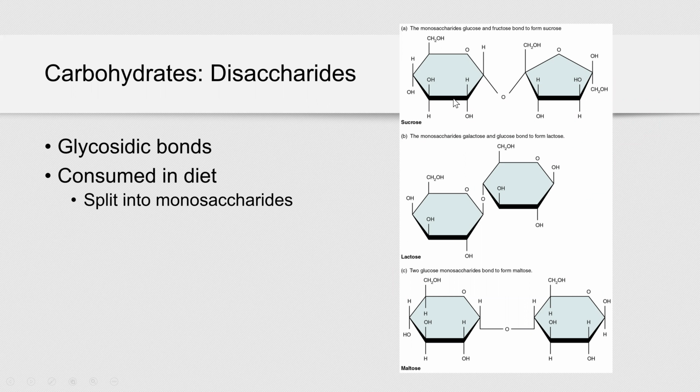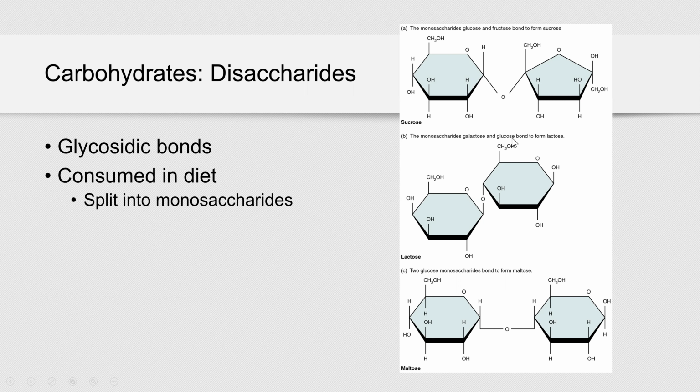Our monosaccharides can be attached to one another. They attach to each other through covalent bonds that we call glycosidic bonds. So this is how sucrose is formed, for example. When we have glucose and fructose, glucose and fructose form sucrose, that is your table sugar. And now we have 2 sugar molecules, so this is an example of a disaccharide.